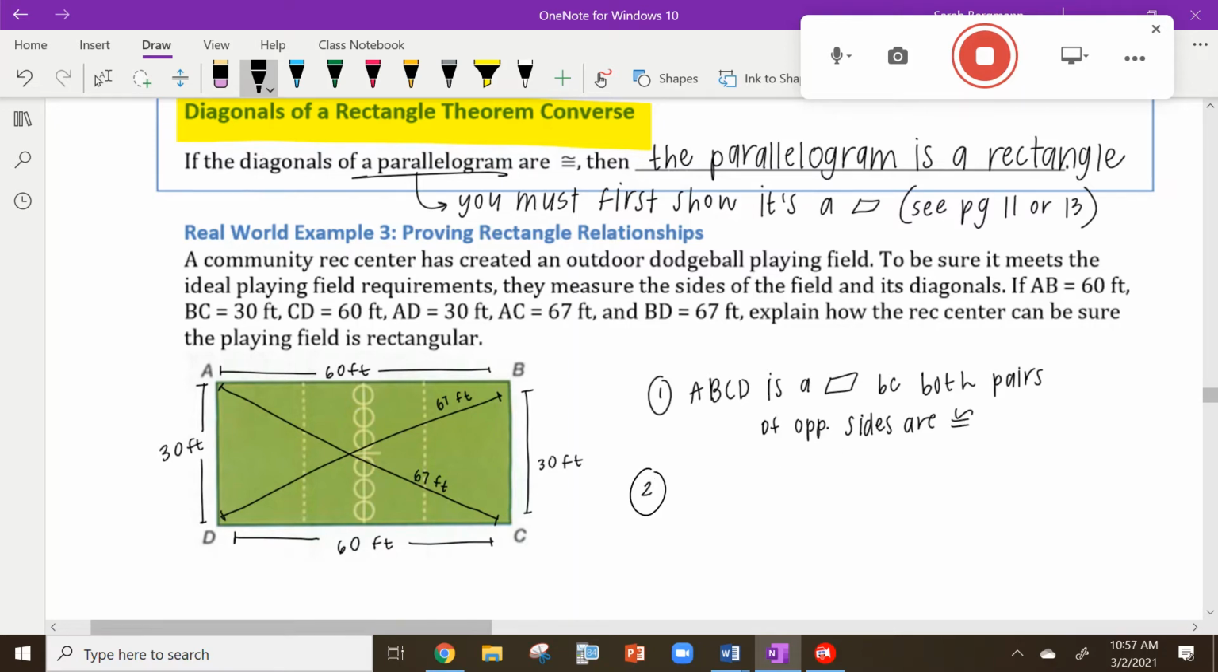Number two, we can show this is a rectangle using the diagonals of a rectangle theorem converse that we just learned. So we know ABCD is a rectangle. Side note, there's no symbol for rectangle, so don't try to make one up. But we know it's a rectangle because the diagonals are congruent.